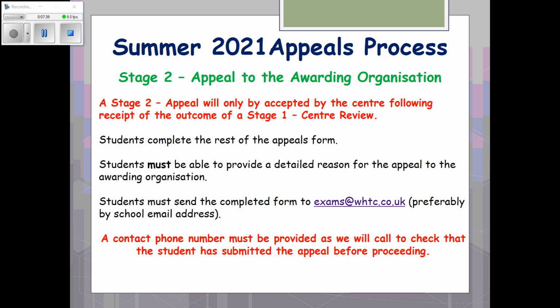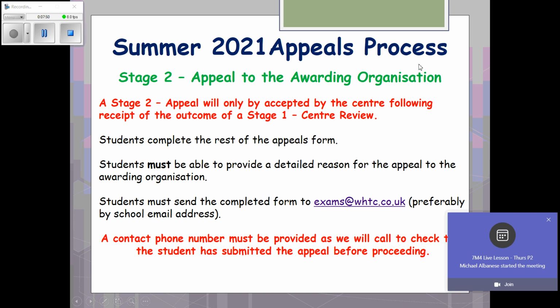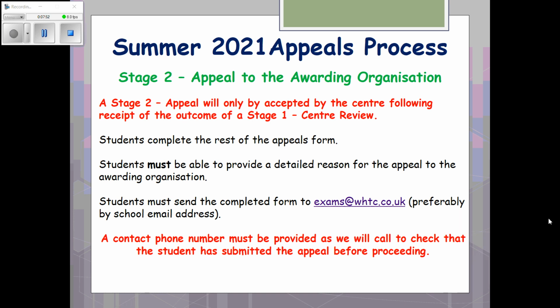exams@whtc.co.uk. Now, I must stress that you must be able to provide a detailed reason for the appeal, because this won't be accepted by the awarding organisation otherwise. Please also in that email provide a contact phone number, again, as we will call you to check that you definitely want to go forward with this appeal to the awarding organisation.